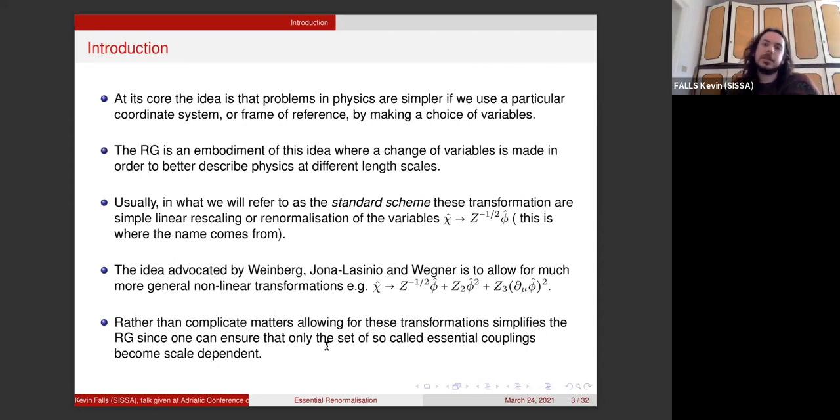Usually what is done in this non-perturbative RG, in what we'll call the standard scheme, is to just make simple linear rescalings of the fields. I will be talking about a field theory here. So this is where the field chi is rescaled, and then you work in terms of a field phi. And this rescaling is where the word renormalization comes from. So this is where the name comes from.